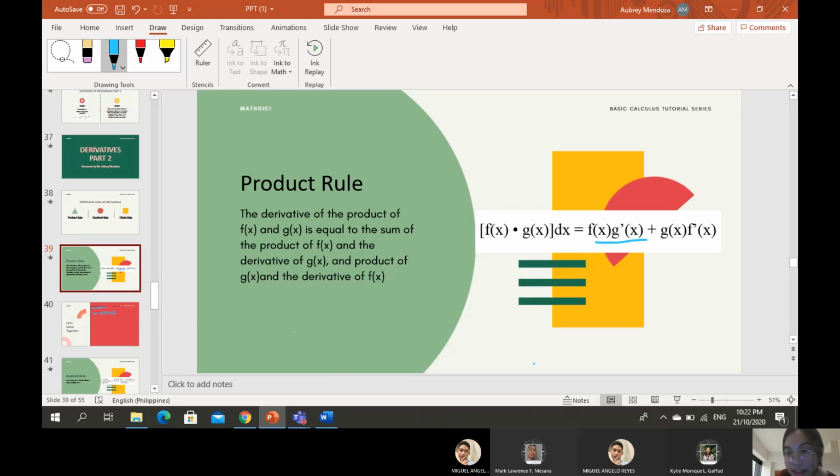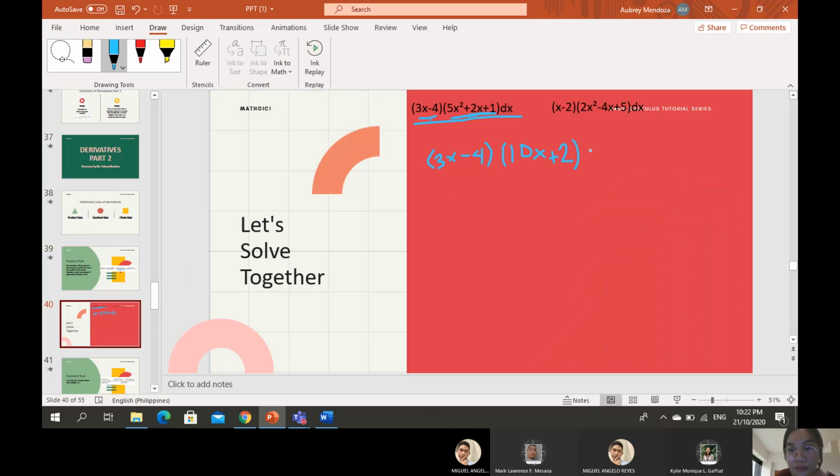So after that, we are going to get the g of x and then the derivative of f of x. So plus, let's just copy the g of x. So 5x squared plus 2x plus 1. And then let's get the derivative of 3x minus 4. The derivative of 3x minus 4 is 3.